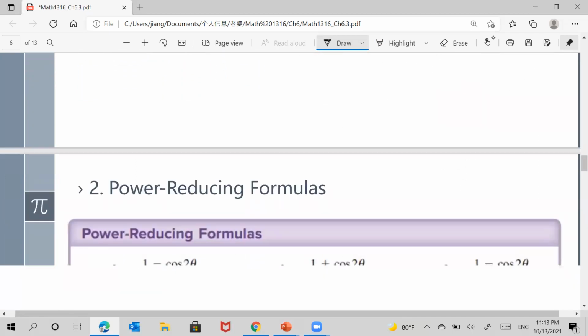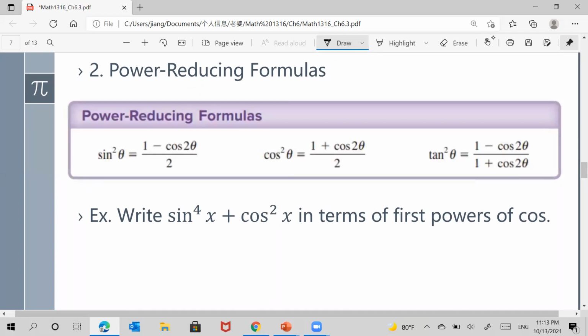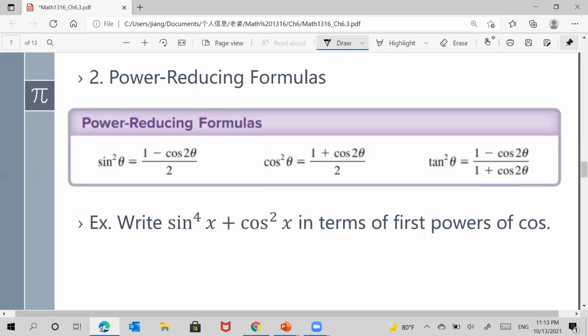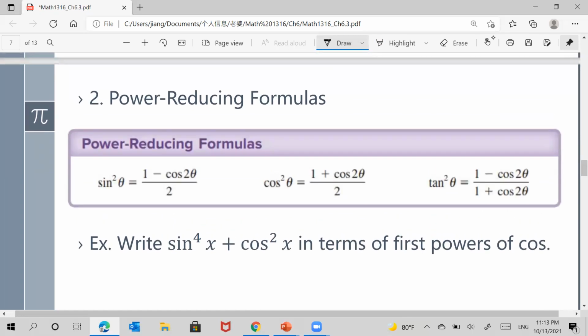Okay, let's continue to the power reducing formula. In the previous part, we learned the double angle formula. Here is the power reducing formula. How did we get all of these formulas? Just use one double angle formula, and we find all of these power reducing formulas. Do you still remember cosine 2 theta? We have three different expressions.